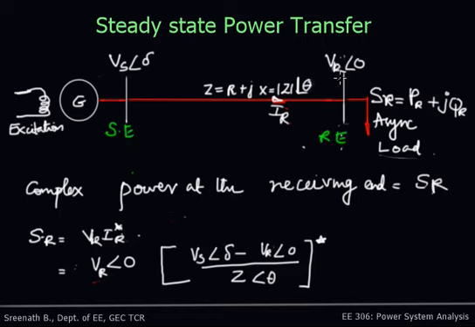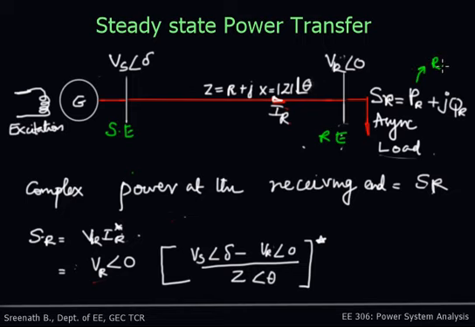The receiving end voltage is given by VR angle 0, and this voltage is taken as the reference, so we have taken the angle as 0. The sending end voltage is given by Vs, and delta is the angular difference between the sending end voltage and the receiving end voltage. They are connected through a transmission line with impedance Z, and IR is the current flowing through this transmission line. The complex power transferred to the load is given by SR, which is equal to PR plus jQR.